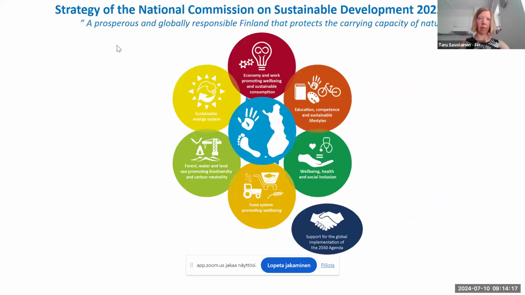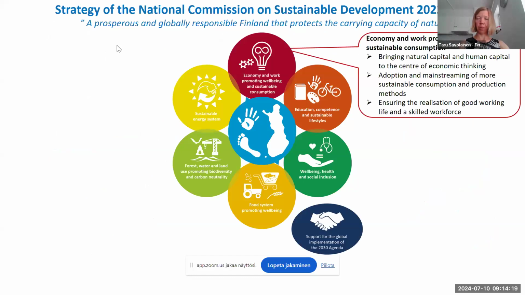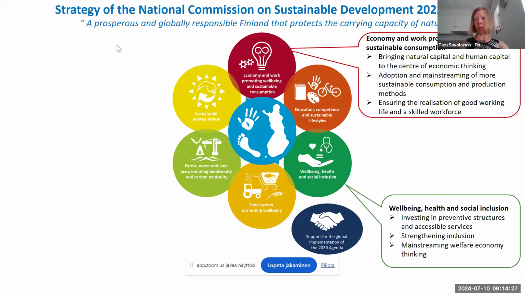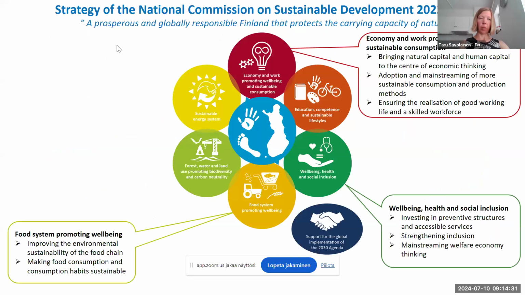And then the 6 areas of transformation. We have the economy and working life, promoting well-being as well as sustainable consumption and production. We have well-being, health and social inclusion. And then we have the food system as a whole, promoting well-being, but also, of course, environmental sustainability of the entire food chain.